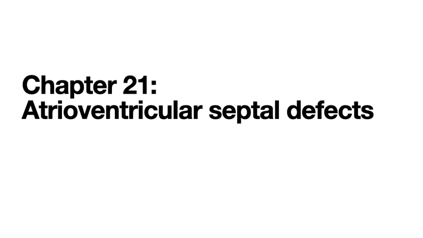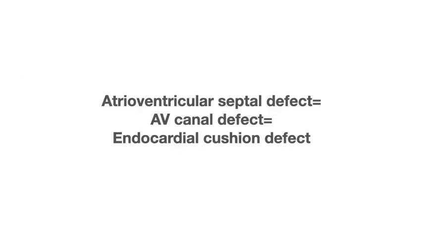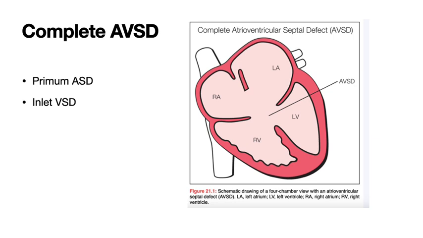Chapter 21, Atrioventricular Septal Defects. So let's review some synonyms. We've got an atrioventricular septal defect, also called AV canal defect, also called endocardial cushion defect. They're all the same thing. Probably the one currently most in use is AVSD, at least in textbooks, but you'll hear pediatric cardiologists refer to them as AV canals and cushion defects frequently.